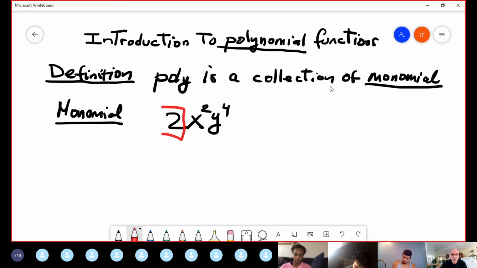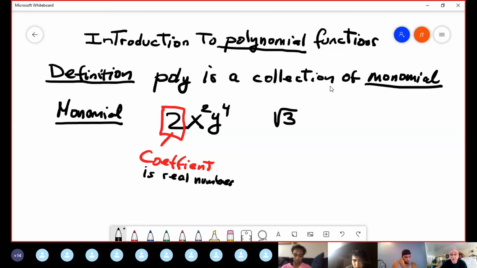The first number is the coefficient. Coefficient should be spelled without the e at the end. In Spanish, yes, but in English, no. A coefficient is a real number. So one example of a coefficient is 2, but another example is radical 3 or pi. So it may be rational, irrational, or 0.5, or a fraction like 3/4.